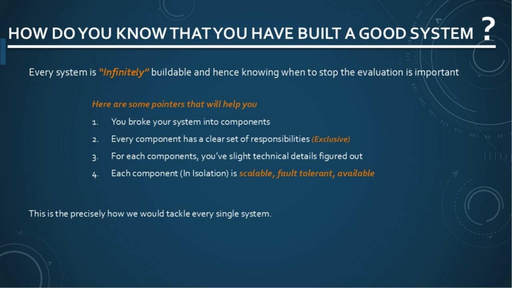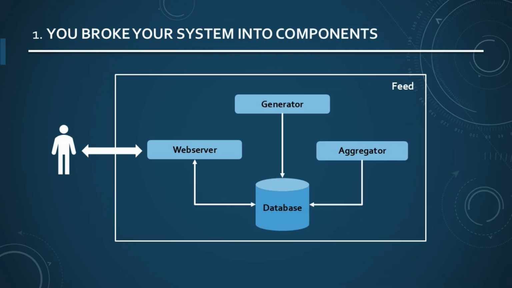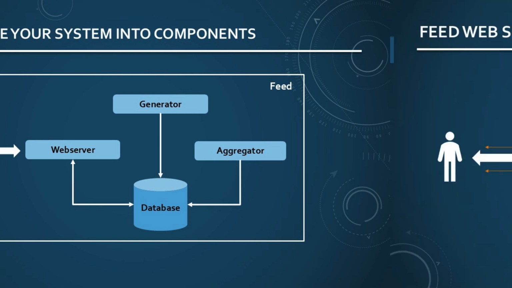I'll give an example. Let's say we take the same example of designing feed. In designing feed, we know we need a web server, we need a generator, and now I'm adding an aggregator. In the previous one, I didn't add an aggregator because we were not sure, but now we know we need an aggregator. Let me explain why. Because now you see clear separation of concerns between the three, right?